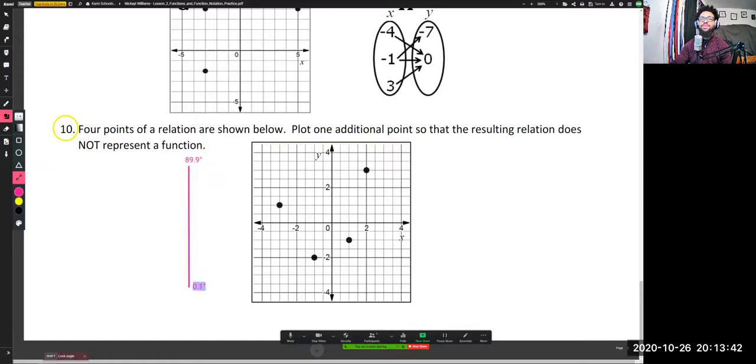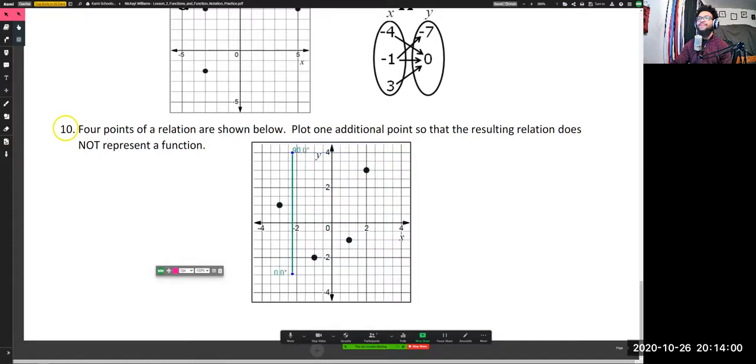I'm going to make a vertical line as vertical as I can get it. I can't get it to 0. Oh, there we go. All right. And I'm going to run this across my graph. If it touches more than one point at a time, then we know it's not a function, but it is a function. So to make this not a function, we just need to make this line touch more than 1 point.